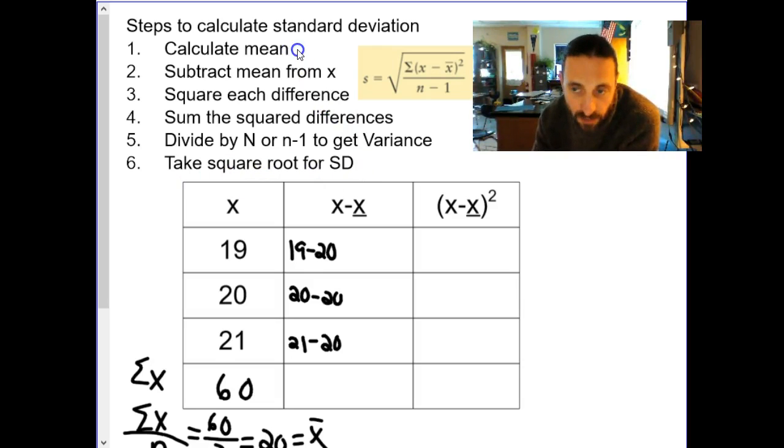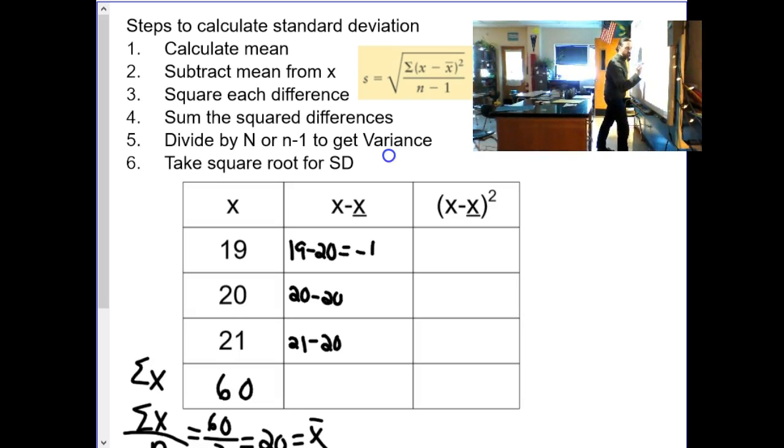So again, here's the steps, and I'm going to read them in order. Calculate the mean, subtract the mean from each x value, square each difference, sum the squared differences, divide by n or n minus 1, and then take the square root.